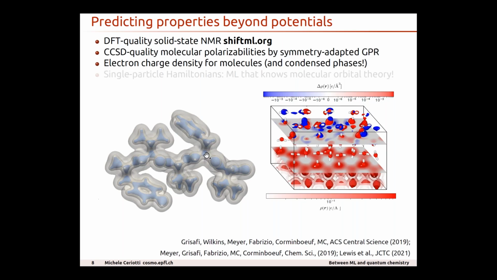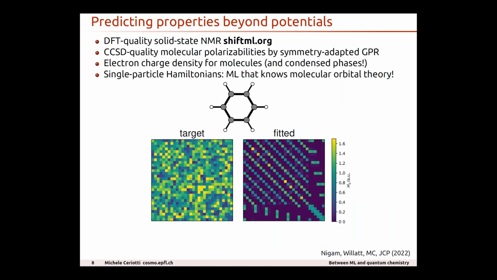And you can even go further and use this framework to predict molecular Hamiltonians. What is very nice about predicting molecular Hamiltonians with an equivariant framework is that the model essentially knows about molecular orbital theory. And this is, I believe, a very cute example of what I mean. This is basically a toy example in which we try to learn the Hückel Hamiltonian for benzene. So basically, these are 30 by 30 matrices that describe the electronic structure of benzene in a minimal orbital basis.